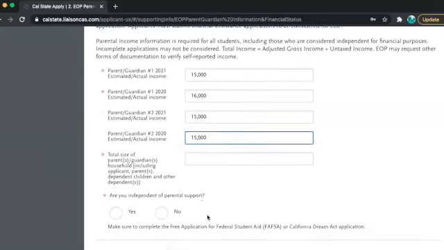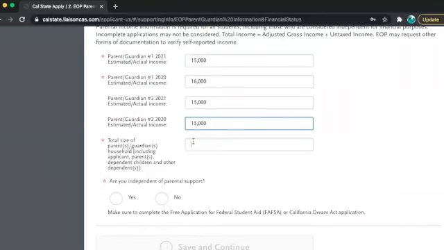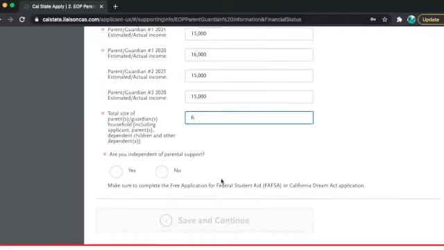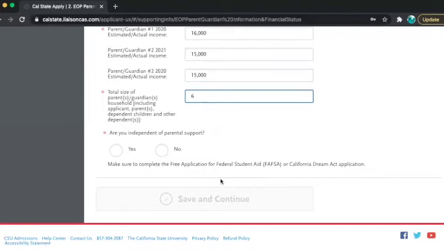So total size of parent guardian's household, including applicant, parents, dependent children, and dependents. I think I had 6 people originally, but it's the same. So I have 2 parents, myself, and then I have 3 siblings besides me. So my parents have 4 children in total. That would be 6 people. Are you independent of parental support? For most of us, the answer is no. Our parents pay for our house. They pay for our food, they pay for our clothes, they pay for our electricity, our phones.